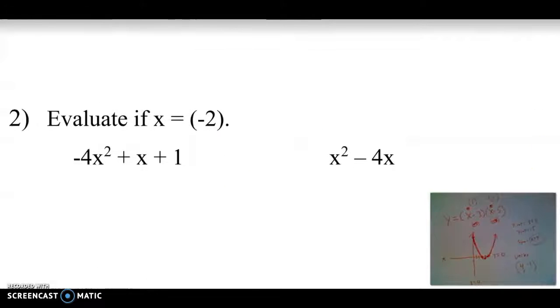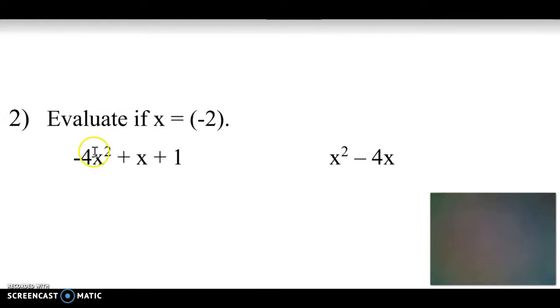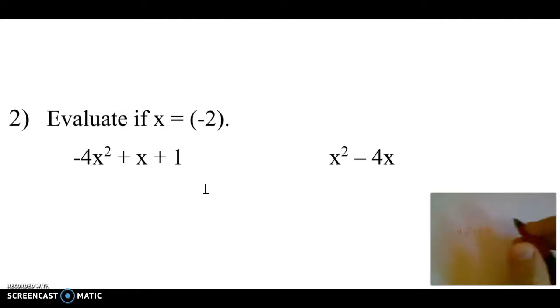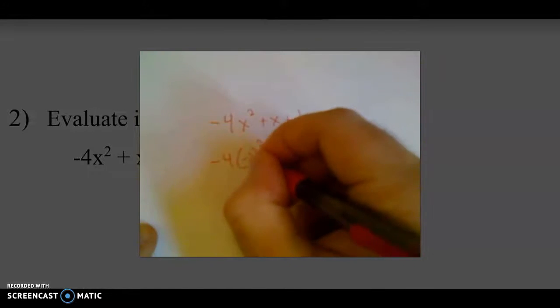The next question says evaluate, and this is something that comes into play a lot now in quadratics. We've looked at this throughout the entire school year. We've talked about order of operations has to get used correctly. And when you get to quadratics, that is y. So let's assume x is negative 2. So I'm going to put negative 4x squared plus x plus 1. I replace the x's with parentheses. And then inside I'm putting the value of negative 2.